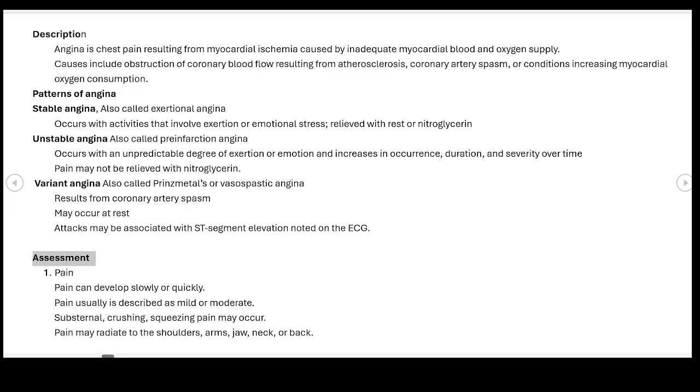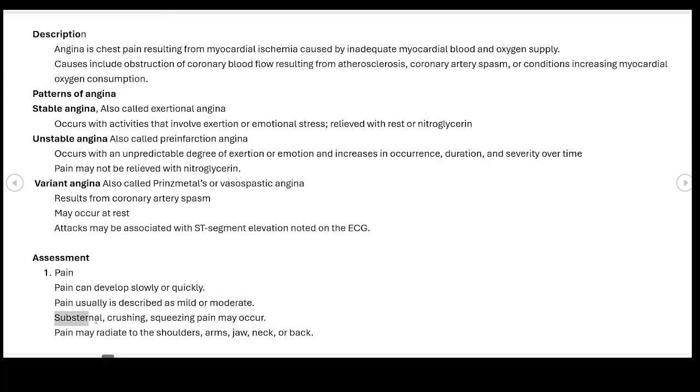So what do we expect to assess as a nurse? First, they'll be talking about the chest pain. Sometimes the chest pain develops very slowly. It can also be quickly, depending on how bad the spasms are. And then the pain is usually described as mild to moderate. It should tell you that this is more of angina because the less the oxygen, the higher the pain. So it starts slow and then it starts to increase.